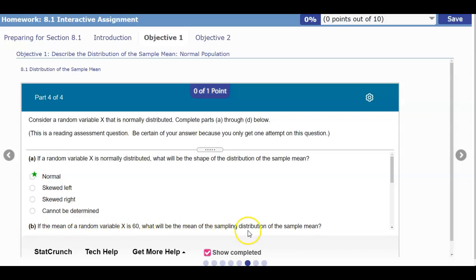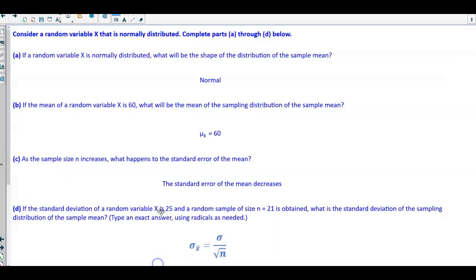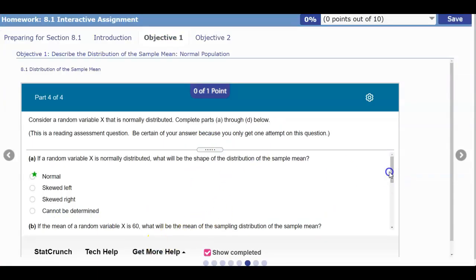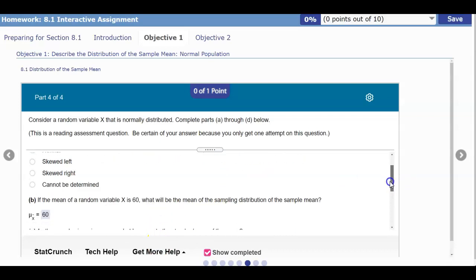Okay, next, the question says, if the mean of a random variable x is 60, then what will be the mean of the sampling distribution of the sample mean? So, if the mean of the random variable is 60, then it'll also be the mean of the sampling distribution. So therefore, the mean is going to be 60. So therefore, this answer is 60.